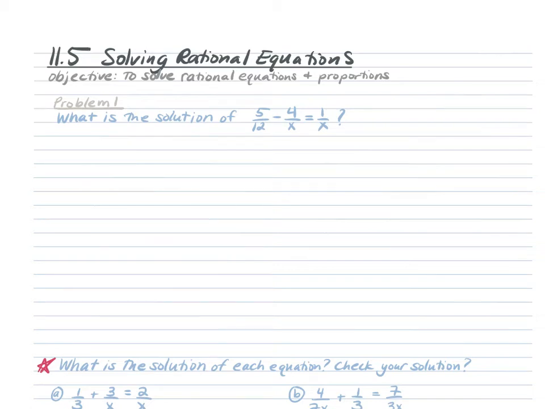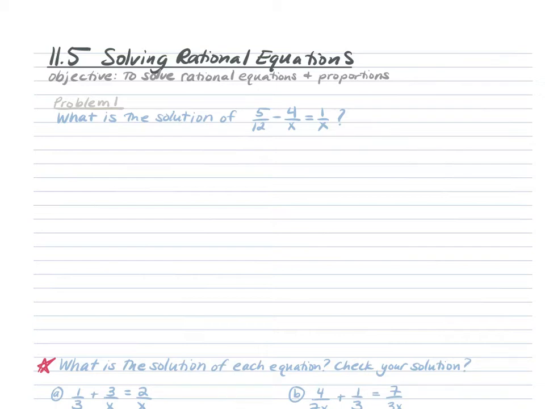Okay, this is Algebra 1, Lesson 11.5, Solving Rational Equations. So we learn how to simplify rational numbers. We learn how to add them, subtract them, multiply, divide them, and all leading up to solving rational equations. So in this lesson, we're going to solve rational equations and proportions.